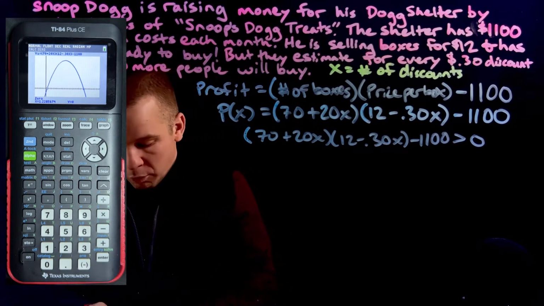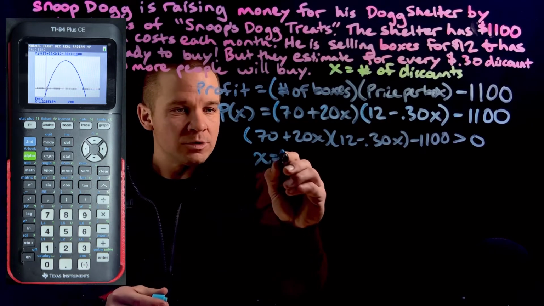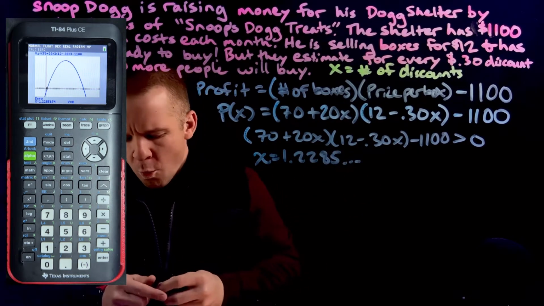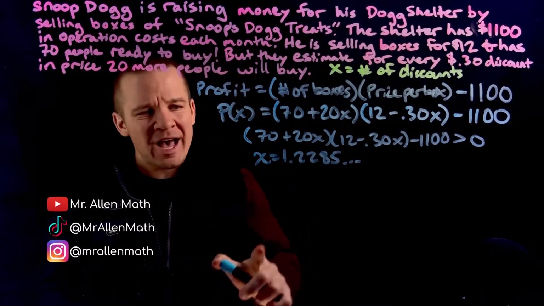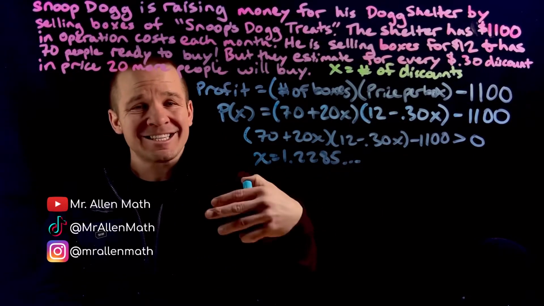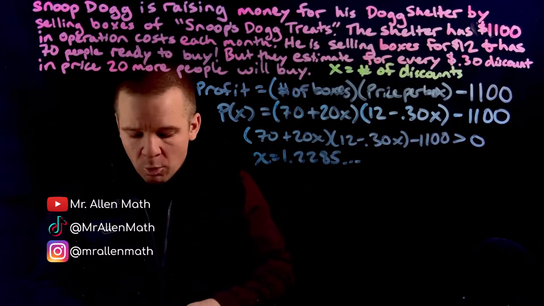And I get 1.2285. So x equals 1.2285, so on and so forth. What does that mean? That means after 1.2285 discounts, we are now profitable. So what would that price be?